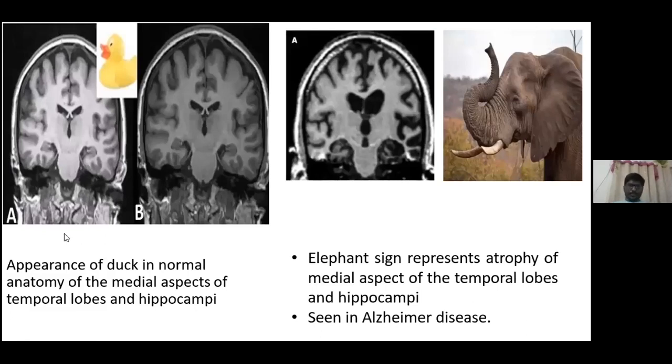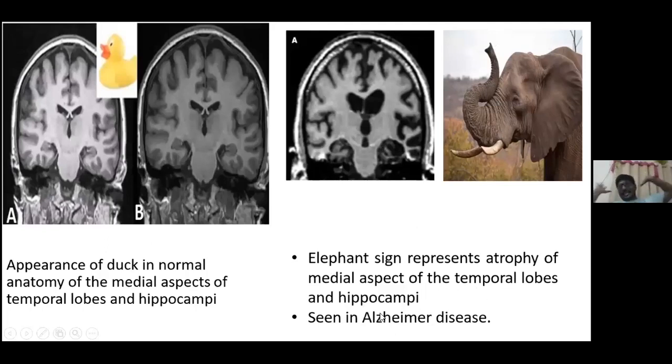So this is the duck. If you are able to see the duck, this is the duck sign. This is the normal brain, medial temporal lobe. And if you see the trunk of this elephant, the atrophy of the medial temporal lobe is depicted in the form of a trunk of an elephant. So this is called elephant sign, which represents the atrophy of the medial aspect of the temporal lobes and hippocampus in Alzheimer's disease.